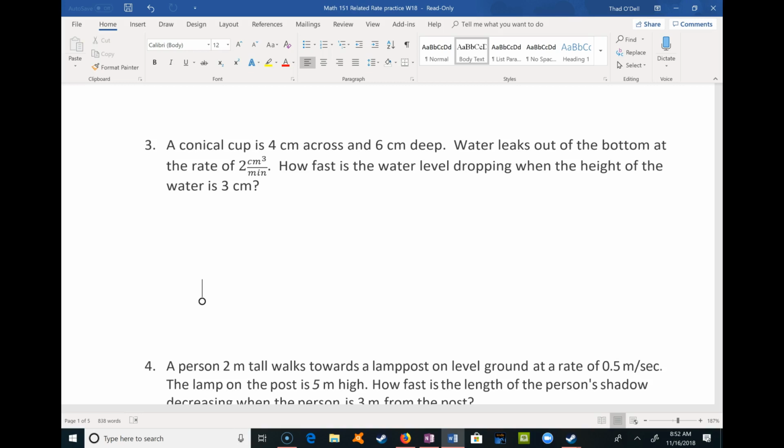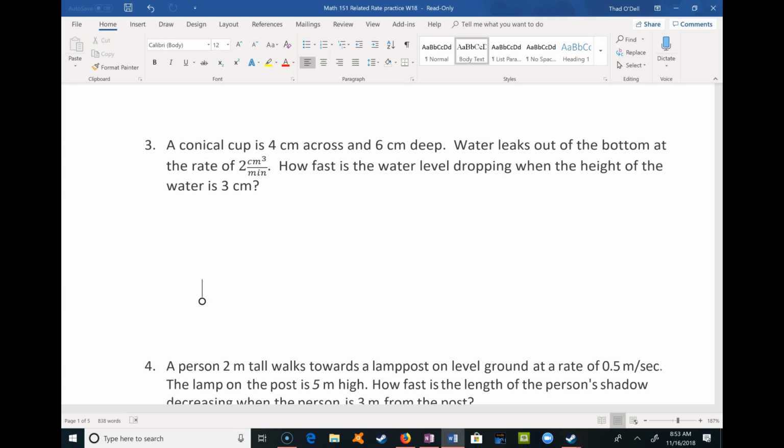Okay, so let's make sure we know what these things are. Now we're going to go back and read this. A conical cup. That means a cone-shaped cup, right? It's 4 centimeters across and 6 centimeters deep. That doesn't really help me right now. Water leaks out of the bottom at a rate of, okay. Now this one's a little bit, I have to do some sleuthing here. What is that? It's definitely a rate, but it's a rate of what? What's changing there? Water level.